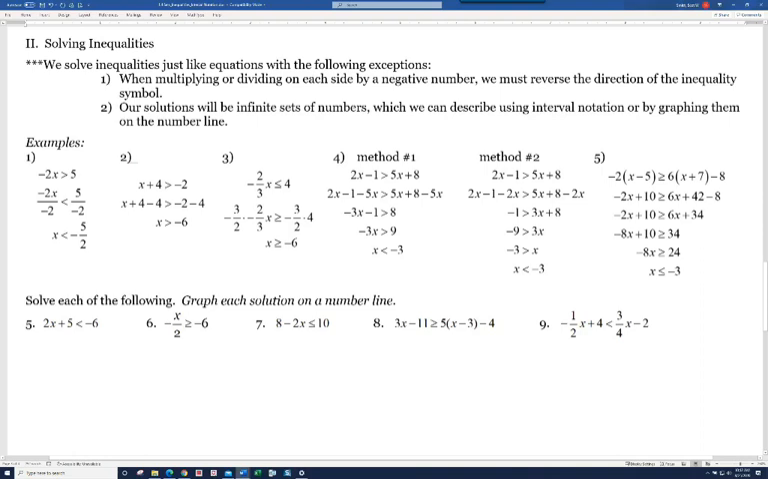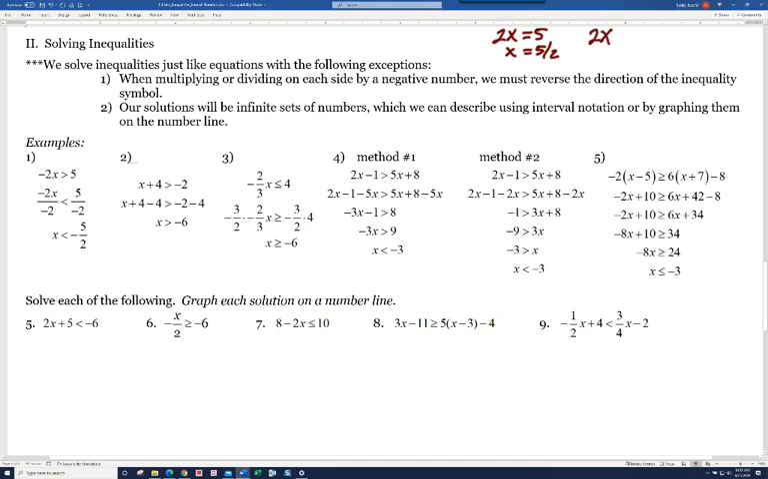So if you're struggling in that area, you may want to do a little review before you get into this section. In solving inequalities, it's going to be a lot like solving equations, but it's a little bit different. So let me show you how. If I had 2x equals 5, then if I divide both sides by 2, I get x equals 5 halves. And 5 halves is the solution.